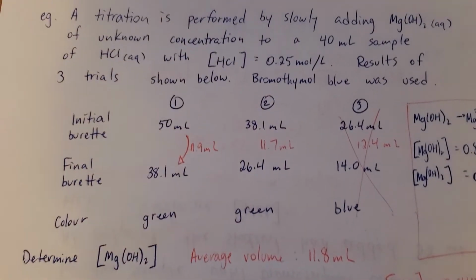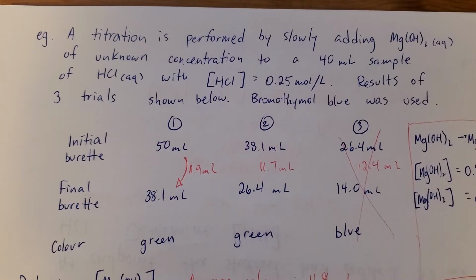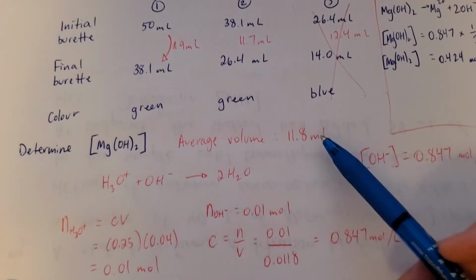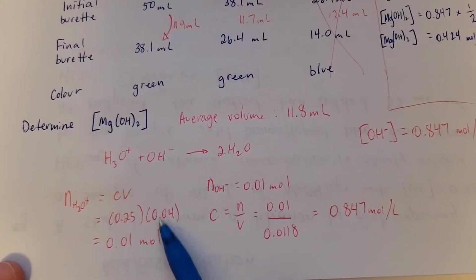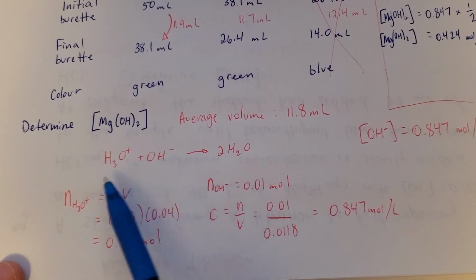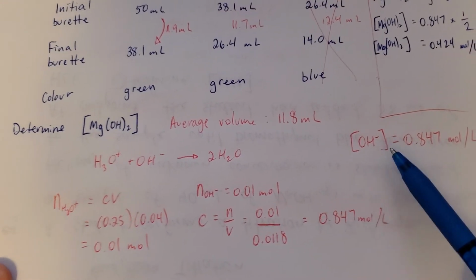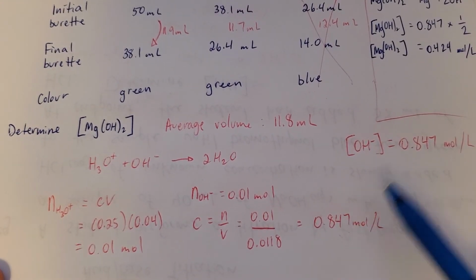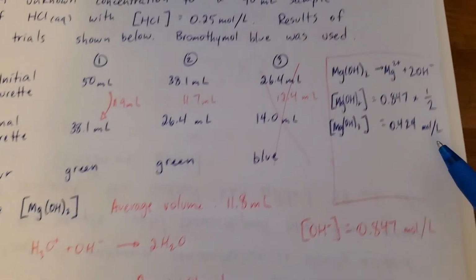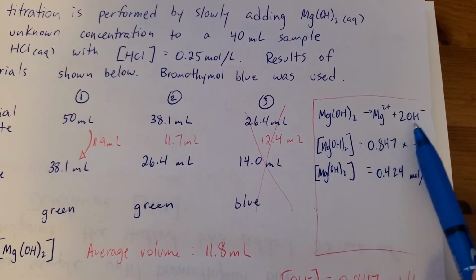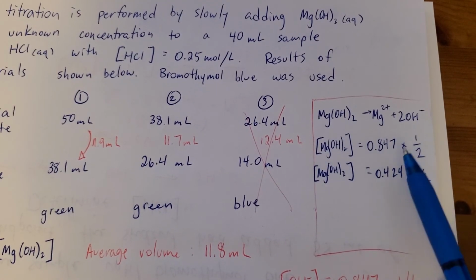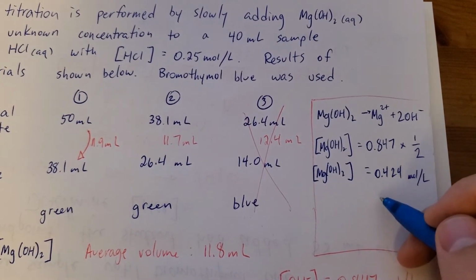I got a real mess of a page, but if we go through it step by step, it's not too bad. So we got the volume of titrant added. We eliminated this trial because we went past the equivalence point. All right, these were good. Took the average, found the number of moles of hydronium, which is equal to the number of moles of hydroxide. It's a 1-to-1 molar ratio, always is. Okay, this concentration was hydroxide, because it's based off the number of moles of hydroxide. But magnesium hydroxide has 2 hydroxides in it, so its concentration was half the concentration of hydroxide.